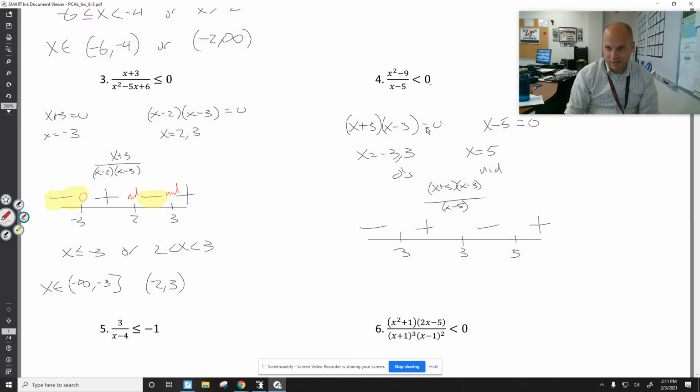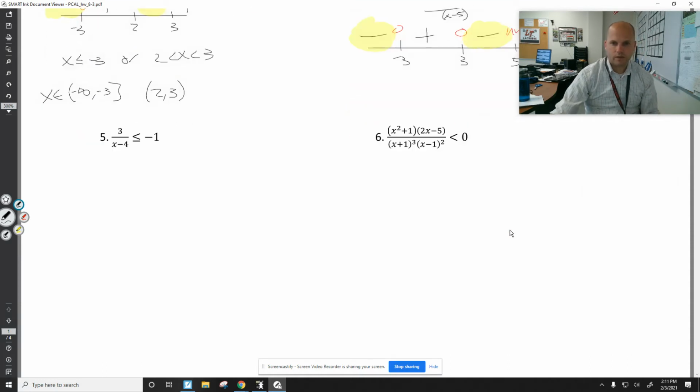It's less than 0, so I don't really have to worry about the fact that this is a 0, this is a 0, and this is when we're undefined. You instead just worry about when we are less than 0, or negative values. So x is less than -3, and greater than 3 and less than 5, or x belongs to -infinity to -3, union 3 to 5.